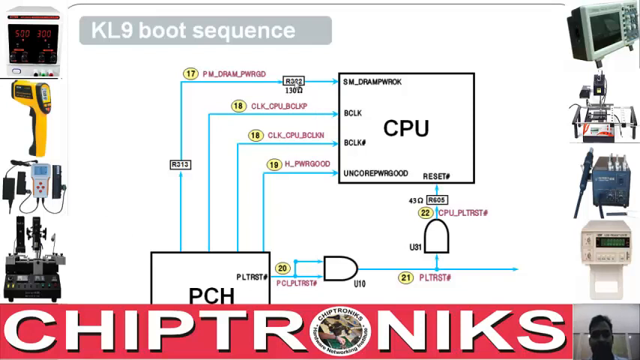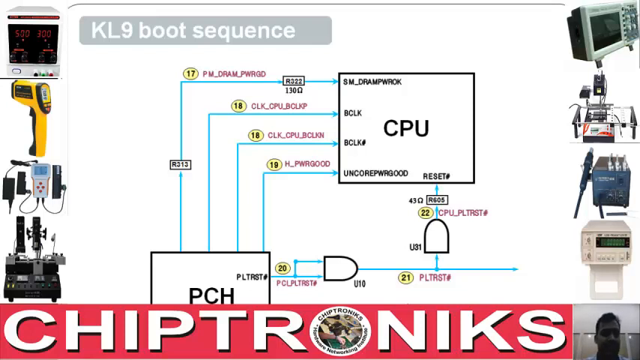So this is CPU BCLK positive, and this is CPU BCLK negative, and this is H power good. So the CPU gets H power good, and after this the PCH generates PLT reset, which is almost the final step. The CPU needs reset, and this is the final step of the hard reset. So I think we get an idea how a notebook hard start operates, right?